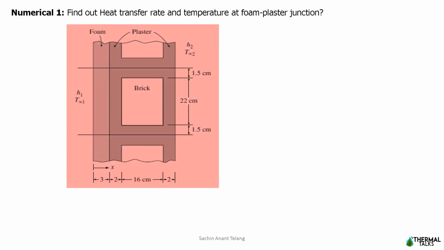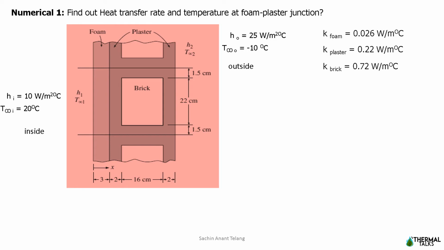Let us take an example of the wall of a house. Brick and plaster is arranged in this fashion, and a foam layer is attached at the inside surface of the wall. Now the inside air temperature is 20 degrees and the outside ambient temperature is minus 10 degrees. The thermal conductivity values of foam, plaster and bricks are given as follows. Let us find out the rate of heat transfer and the temperature at the foam plaster junction.